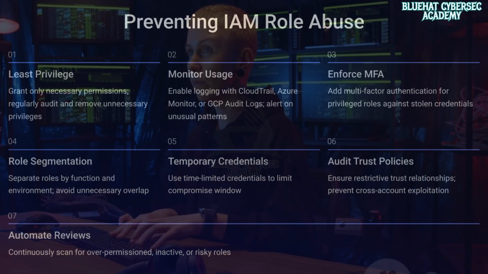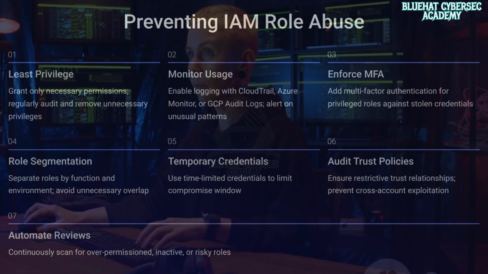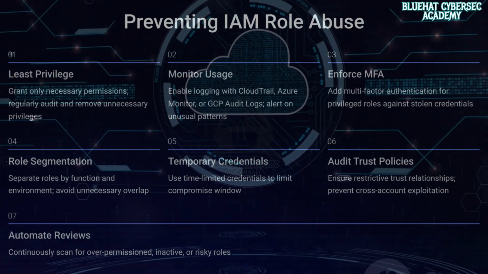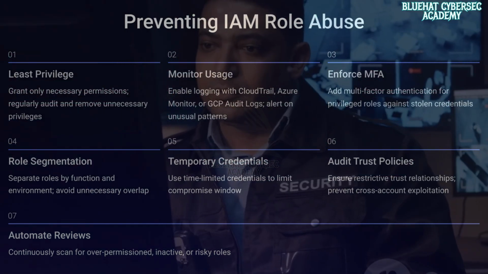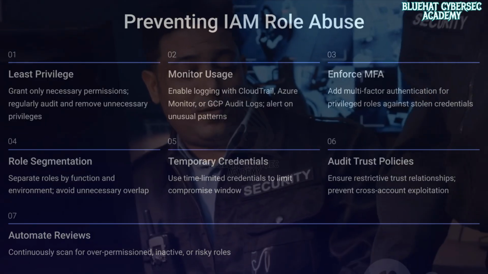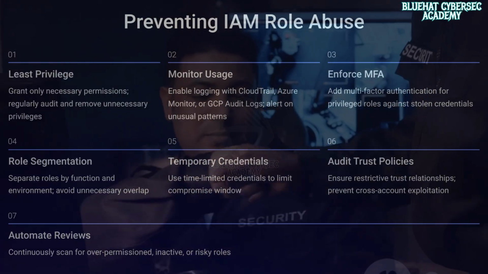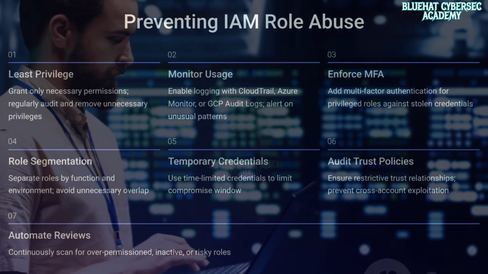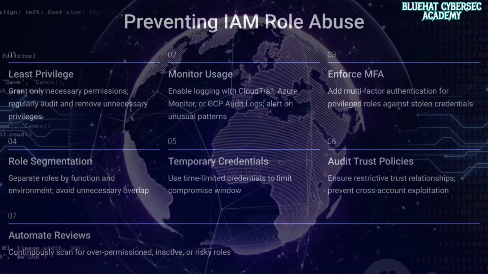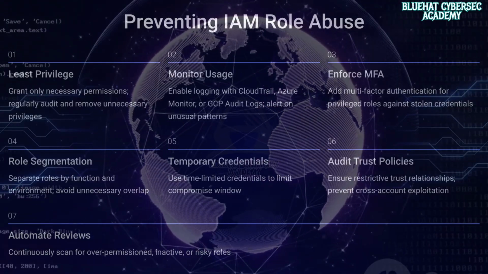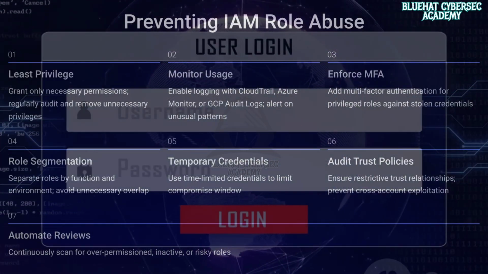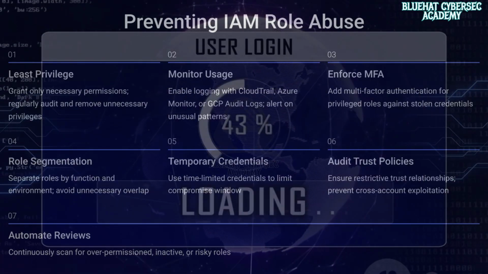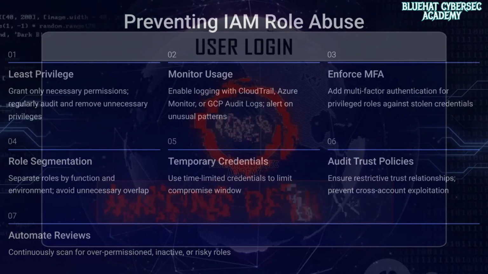Preventing IAM role abuse starts with always following the principle of least privilege. You should ensure that roles are granted only the permissions needed for a specific task. It's really important to regularly audit role permissions and remove any unnecessary privileges. Next, you want to monitor role usage. Make sure to enable logging and monitoring of role assumption events. Tools like AWS CloudTrail, Azure Monitor, or GCP Cloud Audit Logs can alert you to unusual patterns, such as roles being assumed outside normal schedules or by unexpected identities.